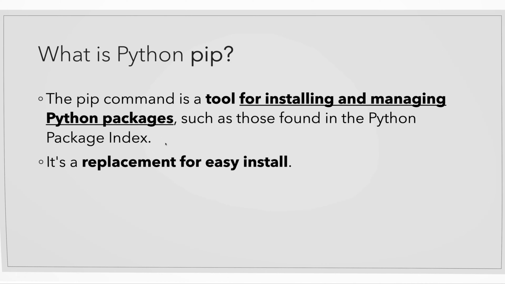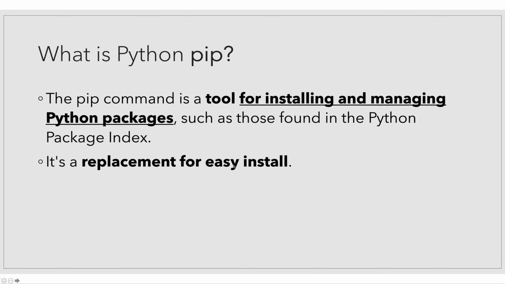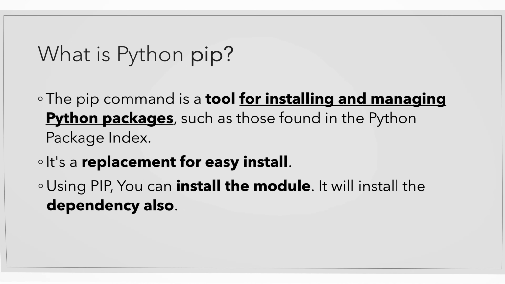And finally, using pip, we can install the module. It will install the dependencies also. Suppose, for example, for Selenium, I installed only one thing, pip install Selenium. But if it requires some other packages, it will also download all of them with those dependencies.